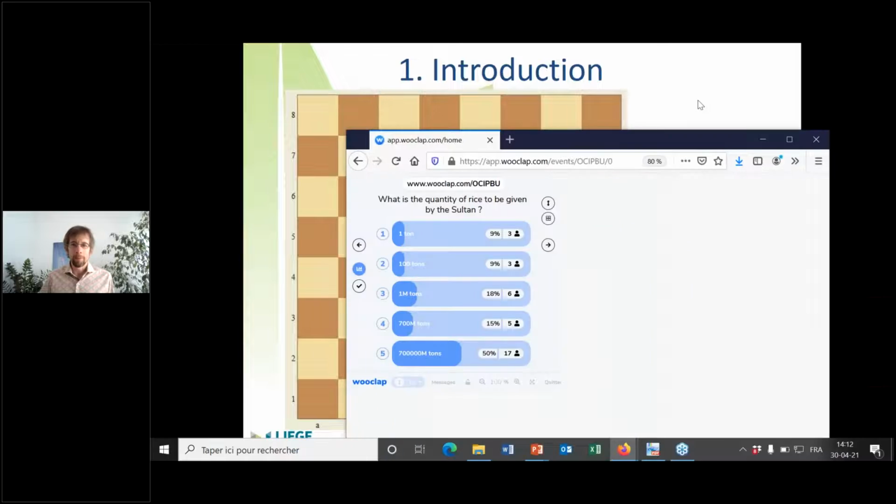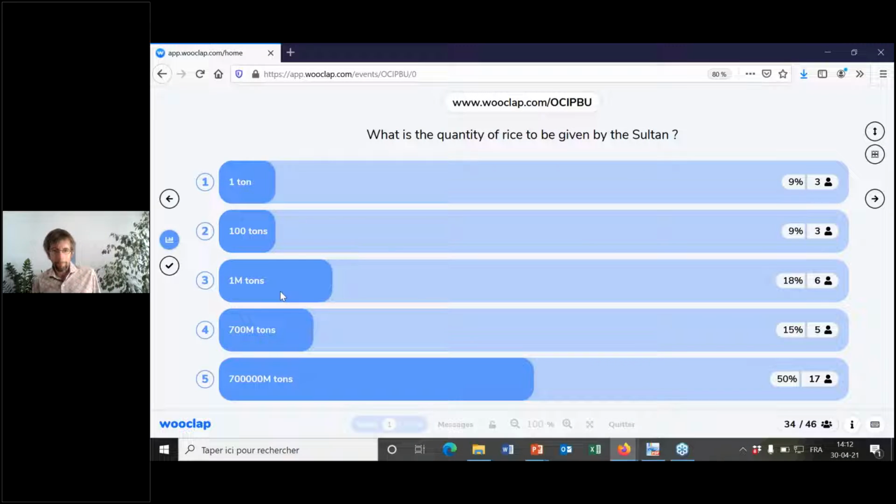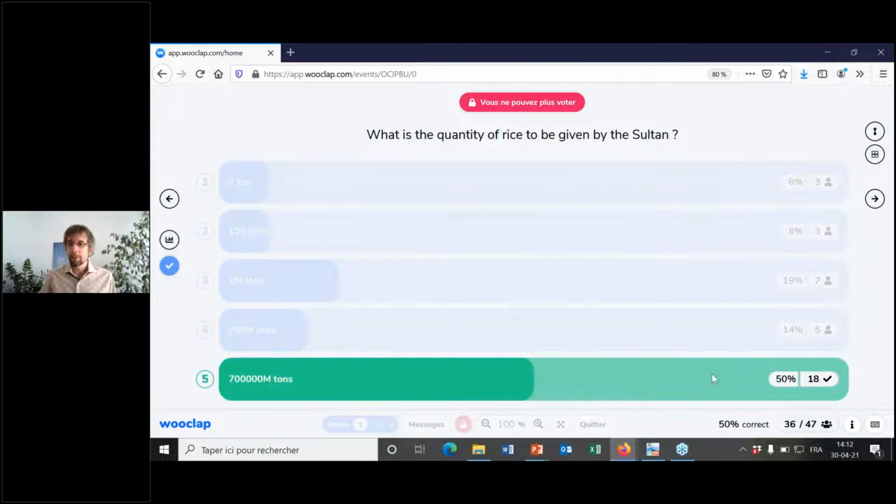Okay, I will just show you what's the current poll right now. And in fact, we have mathematicians also among the participants, because most of you, the majority of you, gave the good answer. How many grains of rice should the Sultan give to the doctor? It was 2 exponent 64, which means that's actually a very big number. And to have it in mind, it corresponds to 1,000 years of the current production of rice.